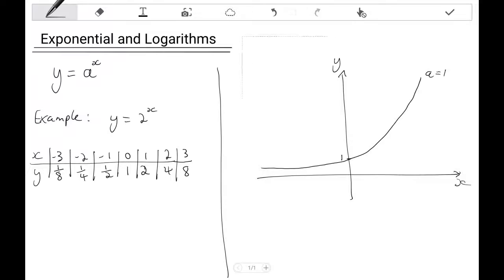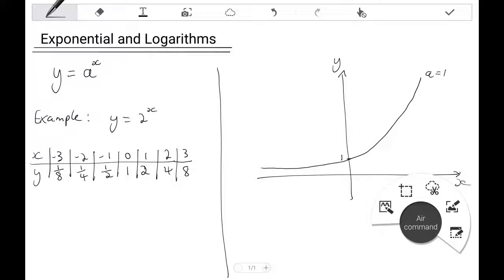I'm just going to grab this because I'm going to need it in a minute. Oh, that's not worked.